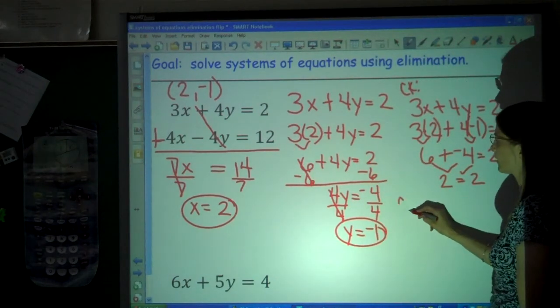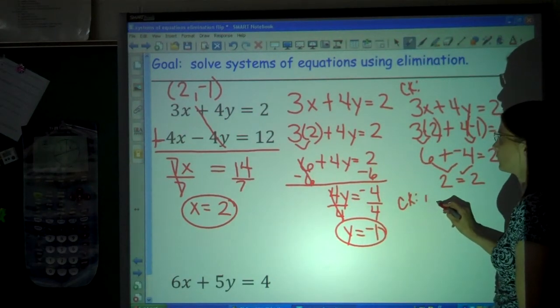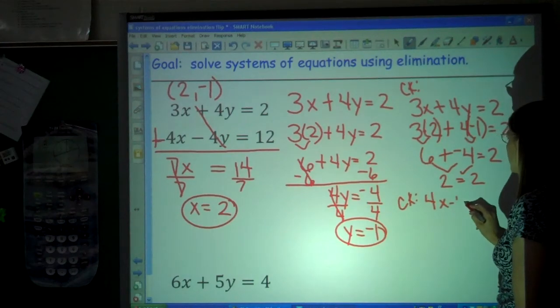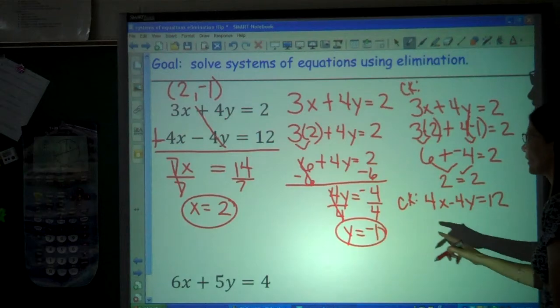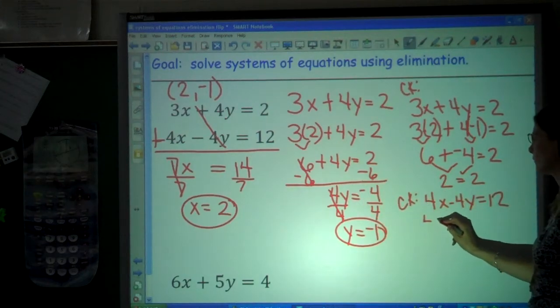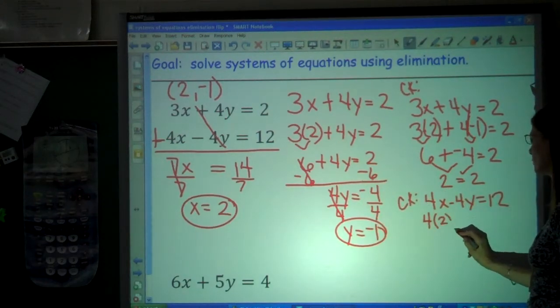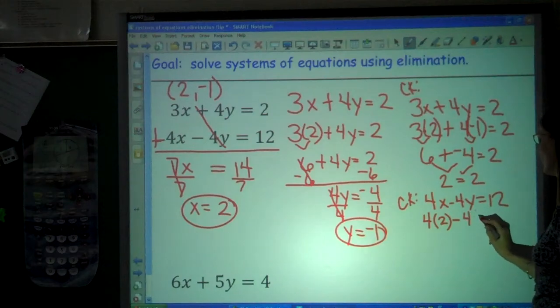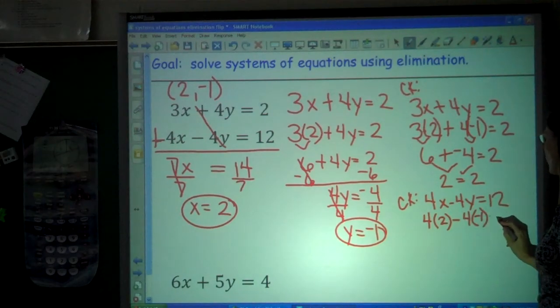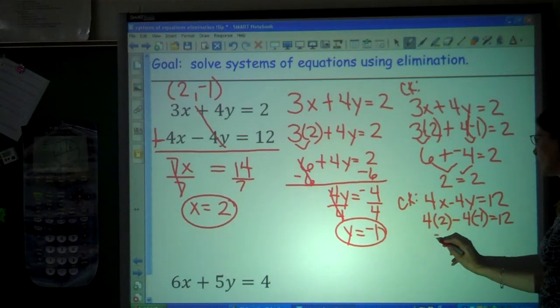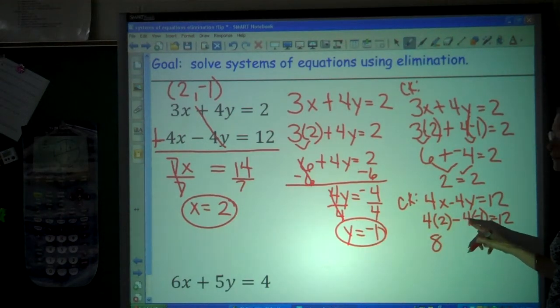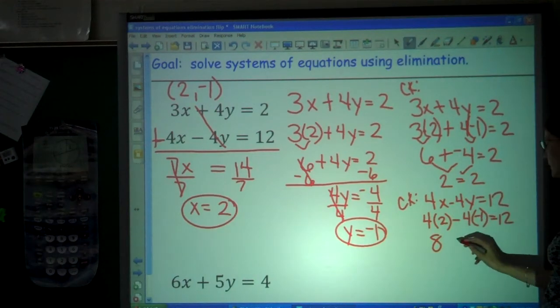So I'm going to check that equation, which is 4x minus 4y equals 12. Plug in my x and y values. So 4 times 2 minus 4 times negative 1 should equal 12. 4 times 2 is 8. Remember, minus 4, same thing as negative 4. So negative 4 times a negative 1 is a positive 4.